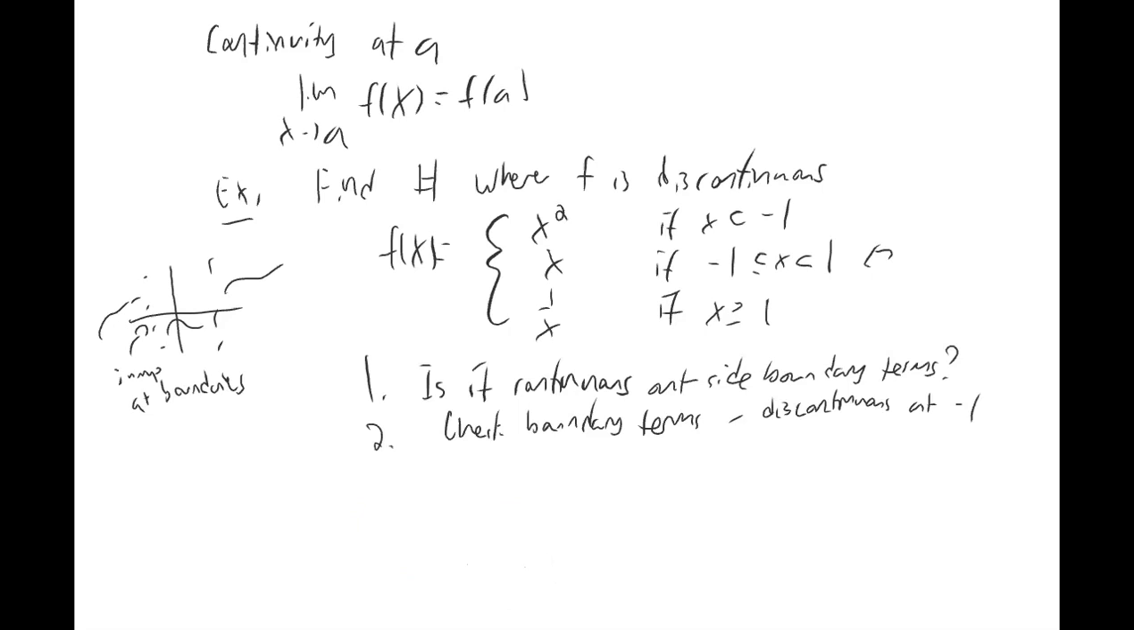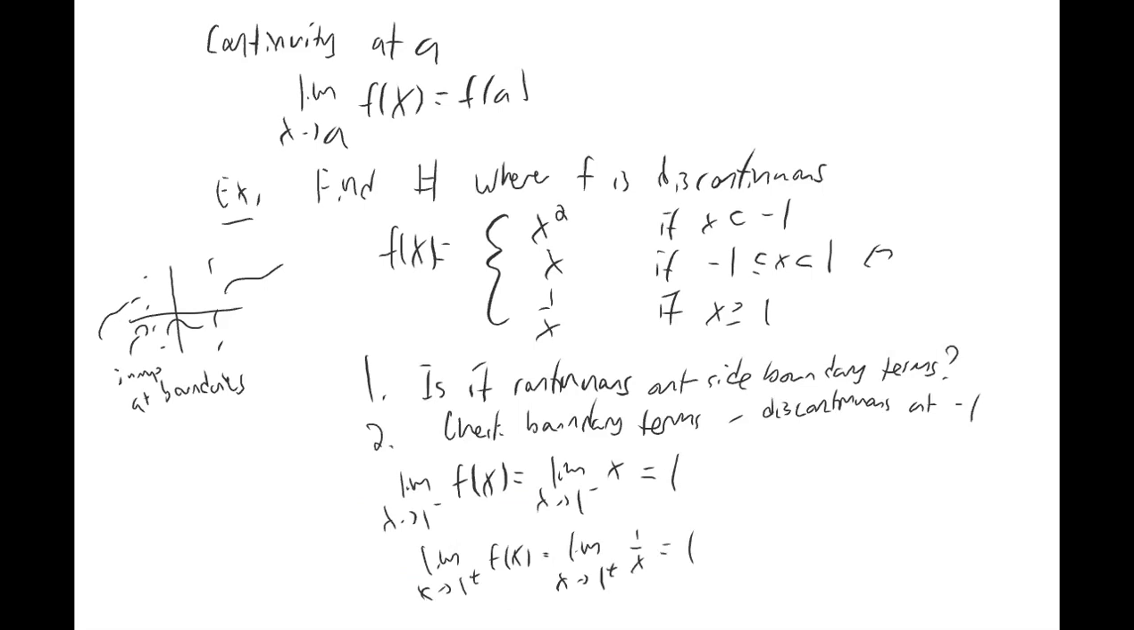Again, the limit as x goes to 1 from the left of f(x) is the limit of x, and that's 1. And the limit as x goes to 1 from the right of f(x) is the limit of 1 over x, and that's 1. So it's continuous at 1. So the only discontinuity is at -1. Okay, so that was just a warm up.